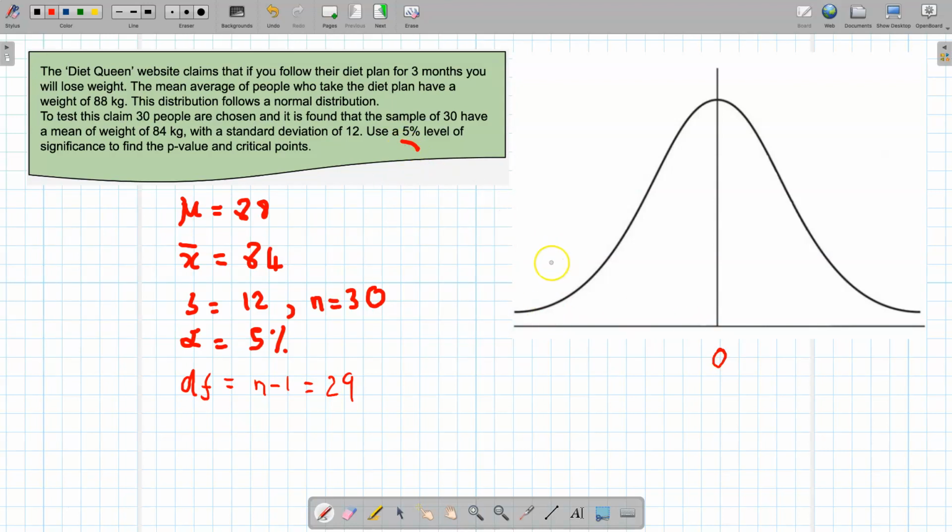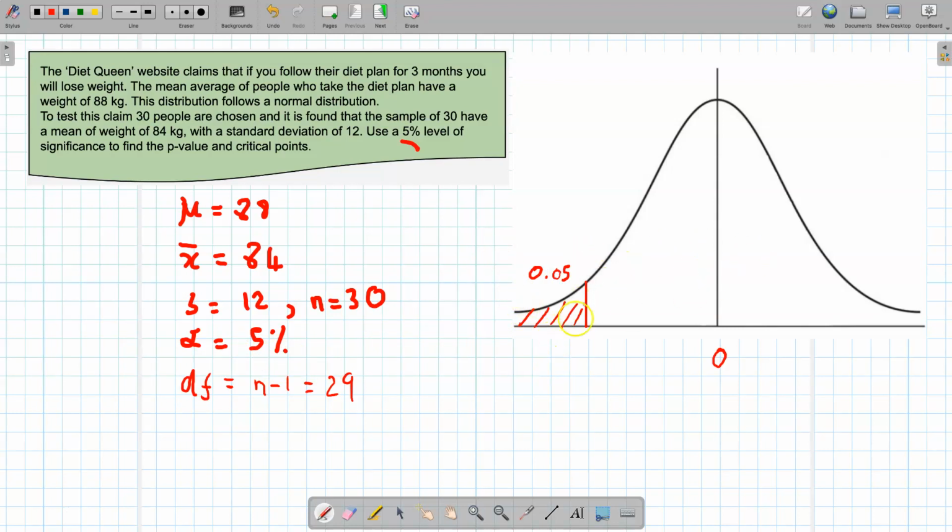Now, we're at the 5% level of significance, and we're also looking for the mean to come down. So what I'm going to do is similar to a normal distribution. I'm going to draw it in this part here, and this is 5% or 0.05. So this is the alpha value, 5%.